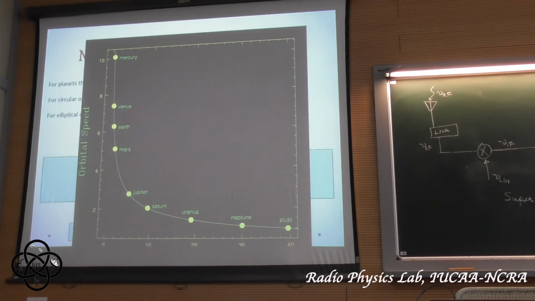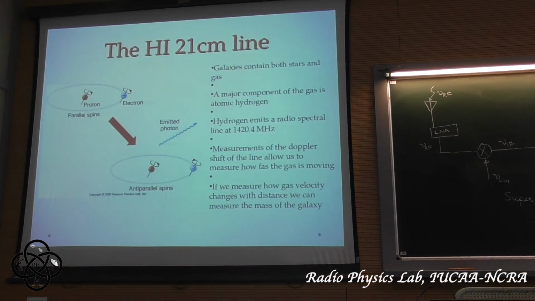So you try the same thing for galaxies. If I wanted to measure the mass of a galaxy, I find something which is orbiting around the galaxy, and from the orbital kinematics, I should be able to measure the mass. What we typically use for the probe orbiting around the galaxy is hydrogen. Galaxies contain both stars and gas, and a major component of the gas is atomic hydrogen, which, as I said a moment ago, emits a radio spectral line.